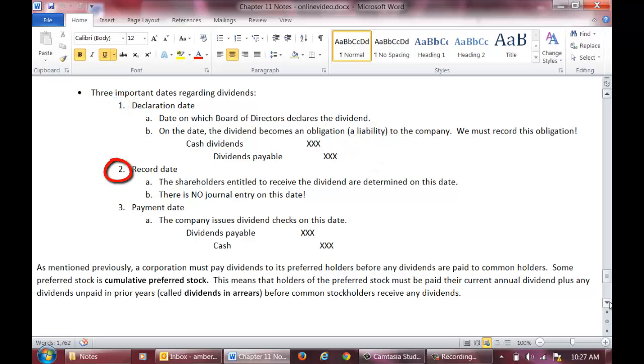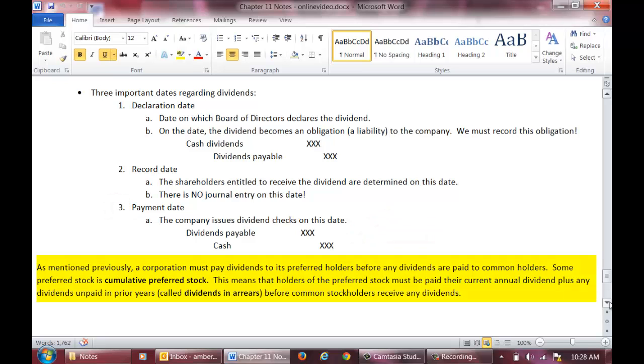Second, the record date determines which shareholders are entitled to receive the dividend. Whoever owns the stock on the record date is entitled to receive the dividend. Please note that there is no journal entry on the record date. Third, the payment is made on the payment date. We will debit dividends payable to remove the obligation from the books and credit cash.